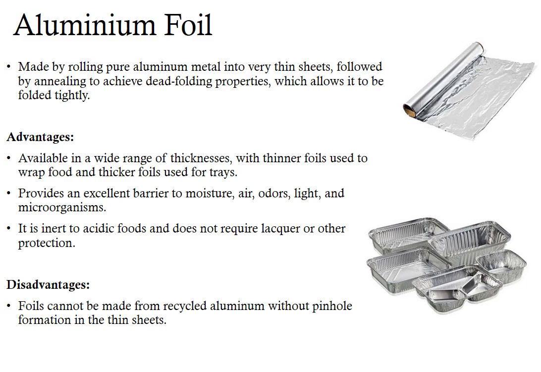There are several advantages of aluminum foil. It is available in a wide range of thickness, with thinner foils used for wrapping food and thicker foils commonly used for making food trays or food containers. Aluminum foil also provides an excellent barrier to moisture, air, odors, light, and microorganisms. It is inert to most acidic foods and therefore does not require lacquer or any other protection. We have commonly seen various food trays of aluminum foil or coverings of aluminum foil used to wrap food items.